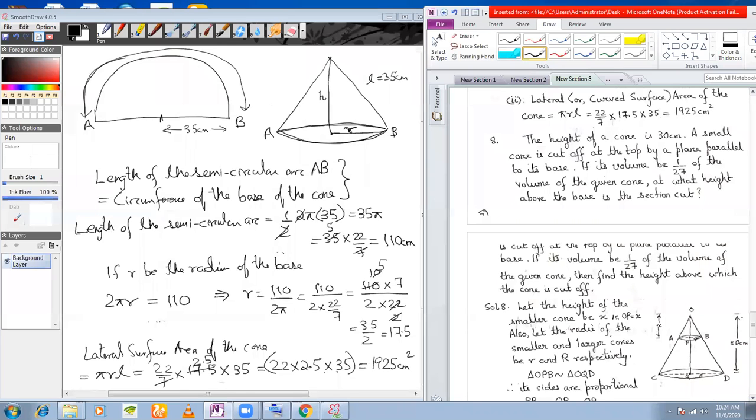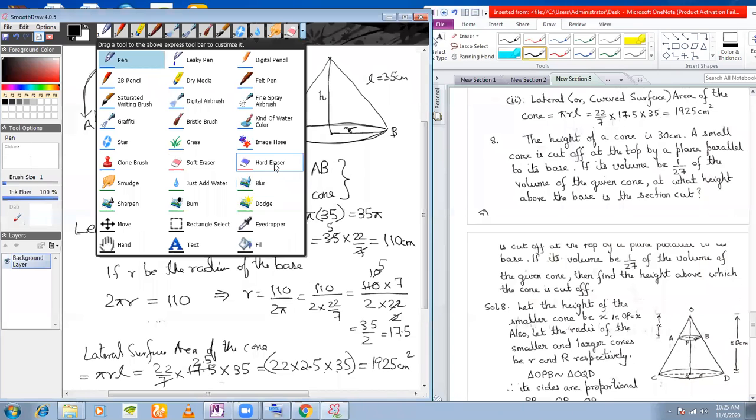Sir, what is frustum? Frustum of a cone. If you cut a cone from the top, then whatever figure you obtain is called the frustum of a cone. Let me just draw this for you.